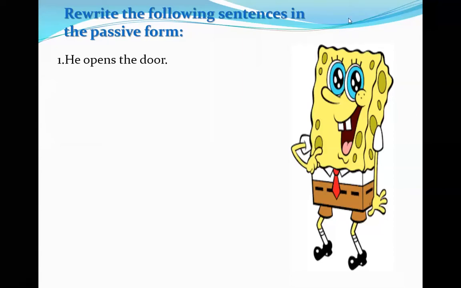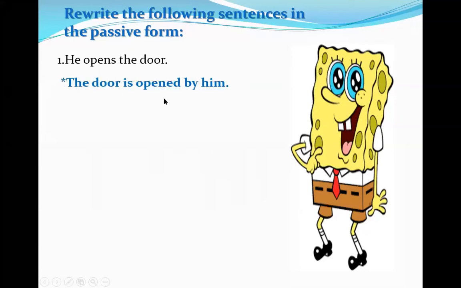Rawan? Yes, number 1. The door open by him. Where is verb to be? The door was opened by him. You have to put verb to be, am or is or are, because the sentence is in the present simple. The door is opened by him. Perfect. The door is opened by him.